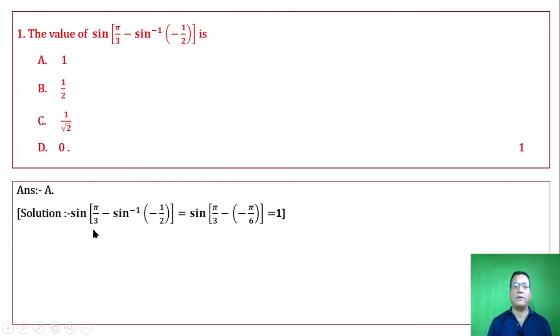Solution: sine of pi by 3 minus sine inverse of minus half. Sine inverse of minus half is minus pi by 6, so 60 plus 30 is 90, which is pi by 2. Sine of pi by 2 is 1. So the correct answer is A.